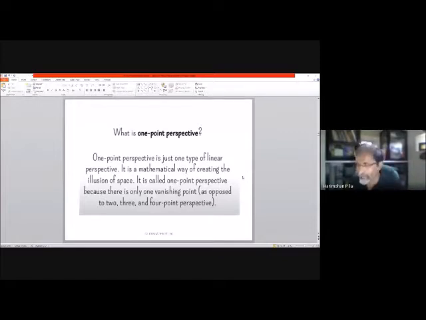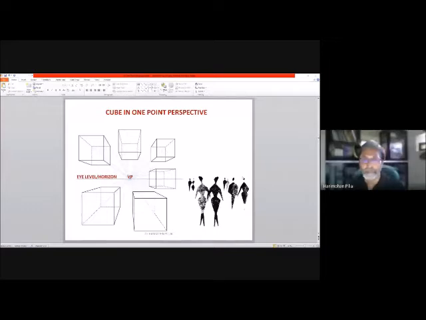Just look at it step by step. Try to understand how to proceed. And when I share this with you, you must proceed step by step. Keep looking at this and follow. Okay, so you did this exercise, cube in 1 point perspective, correct? You have already done this.